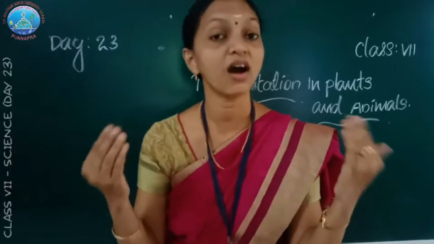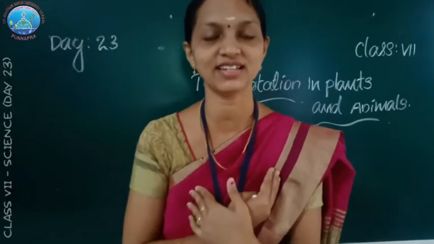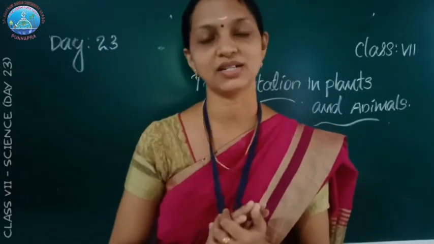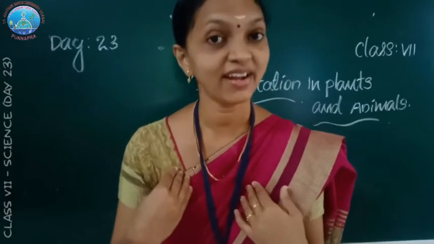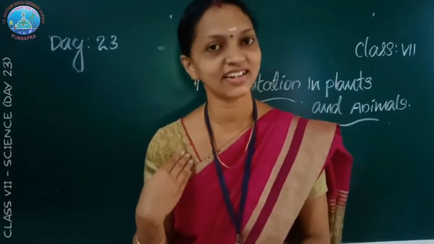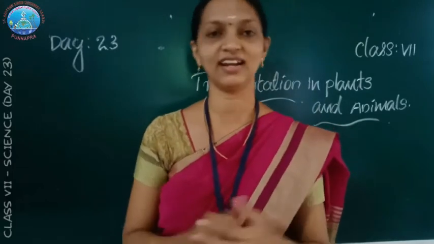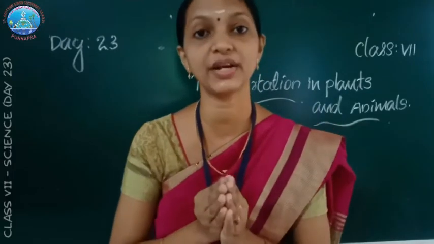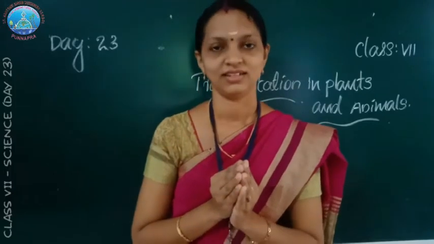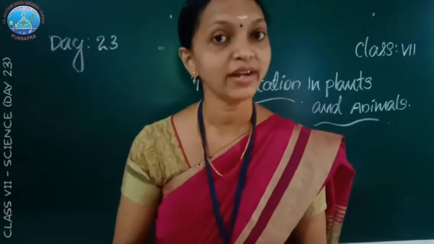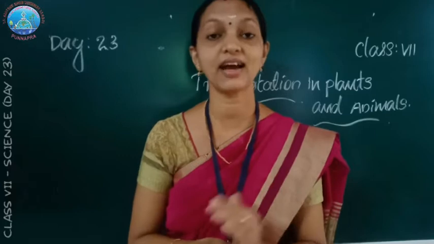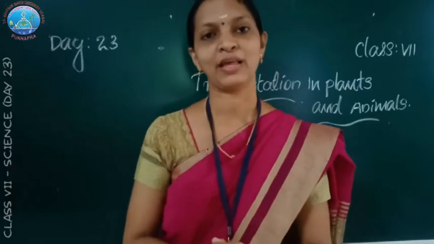Our heart is located in our chest cavity. There are four chambers, atrium and ventricle: right atrium, right ventricle, left atrium, left ventricle. In between these four chambers are valves, to avoid mixing of oxygenated and deoxygenated blood.